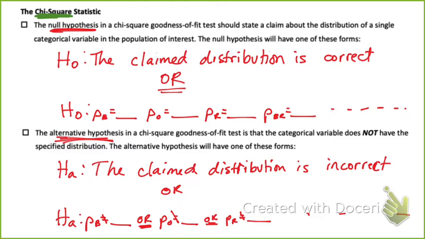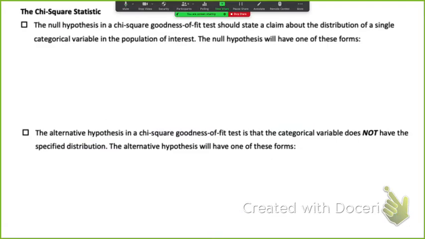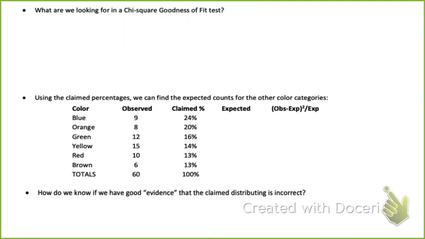That's how you do a null and an alternative hypothesis. Null hypothesis, the claim is correct. Alternative, the claim is wrong. Cool? Cool. Okay, back to our situation here. And what are we looking for? In a chi-squared goodness of fit test, here's what we're looking for.